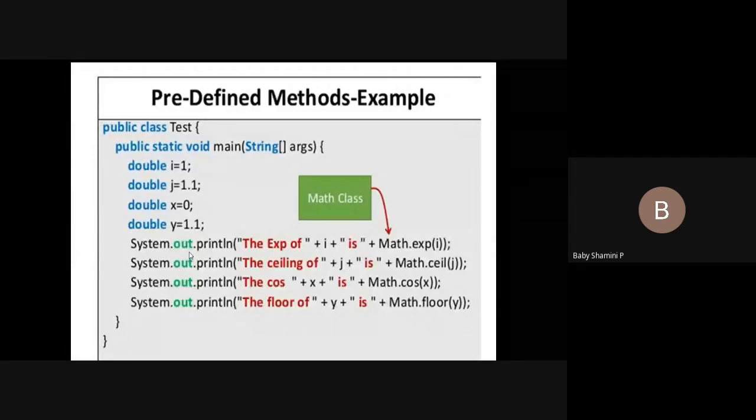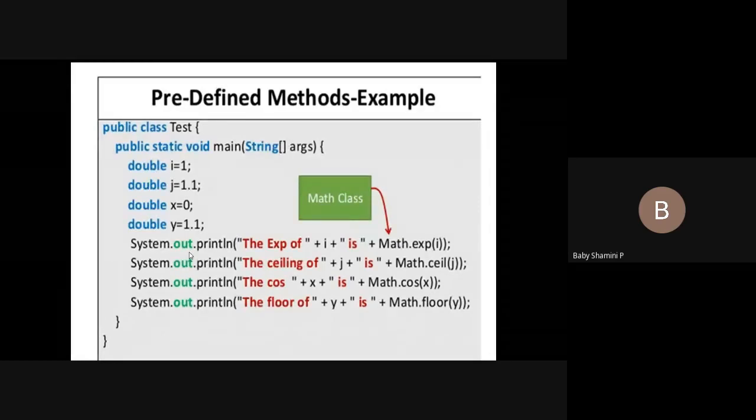No need to import any packages here. The lang package is predefined; the compiler automatically invokes that package into our program. So the exponent of e power 1, e power 1 is 2.71. Some value it will display.